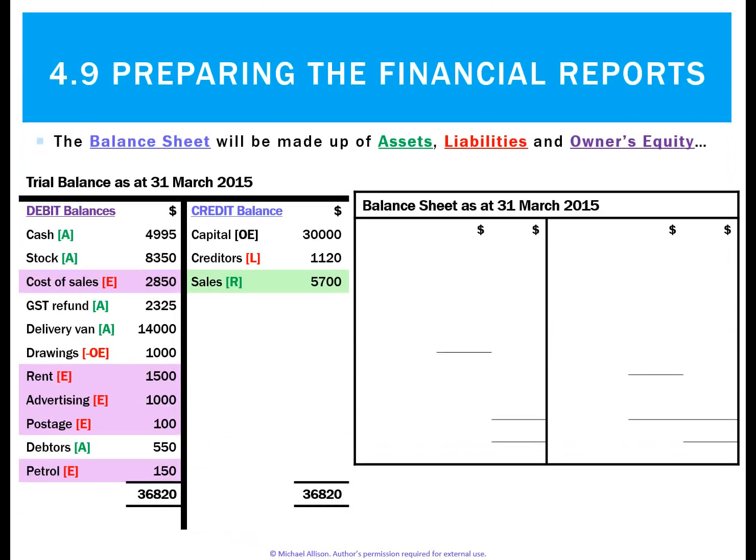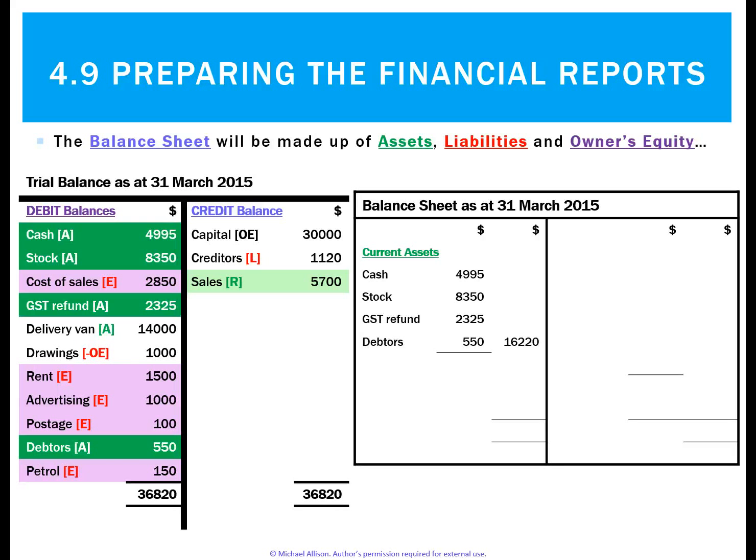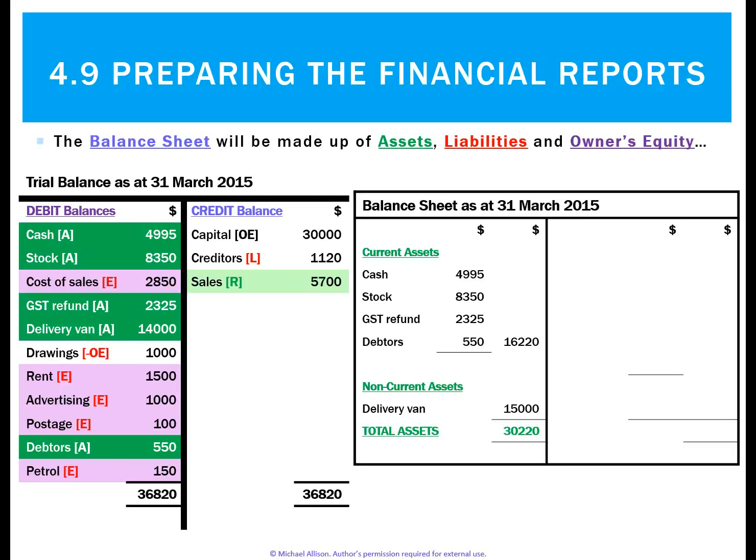And what we can do now is use the remaining ledgers that we haven't used to complete a balance sheet. All these accounts will have to go on either the income statement or the balance sheet. So we'll start with our current assets. We've got the cash, stock. We ended up with a GST refund and some debtors. That leaves a non-current asset of the delivery van, and we'll total that up and get total assets of $30,220.